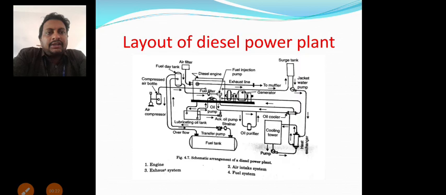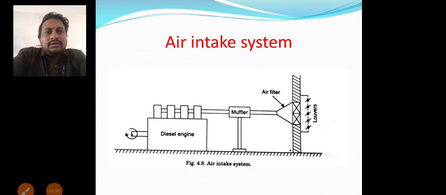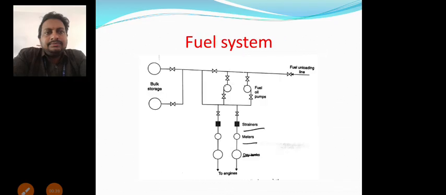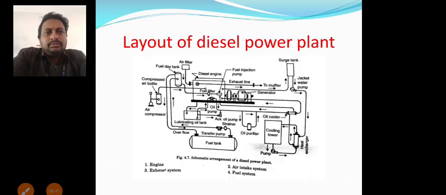So we have an air intake system, a fuel supply system, a cooling system, a lubrication system, and an exhaust gases escaping system. First is the air intake system, second is the exhaust system, then the fuel supply system, fourth is the cooling system, and fifth is the lubrication system. These are the five important systems we use in the diesel power plant.